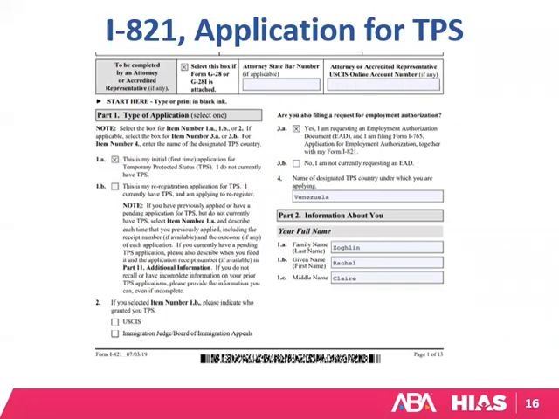Page 1 is pretty straightforward. You indicate here that it's the first time applying for TPS. If someone is requesting an employment authorization document, then they check that box here. If not, they'll check the box no, that they're not. The name of the country that they are the TPS designated country that they're applying as a national of that country, and then they put their name. So pretty straightforward first page.